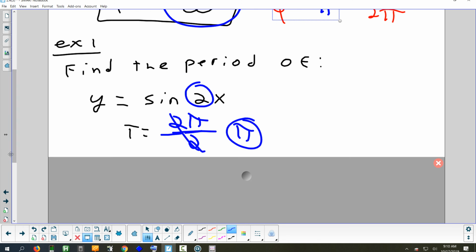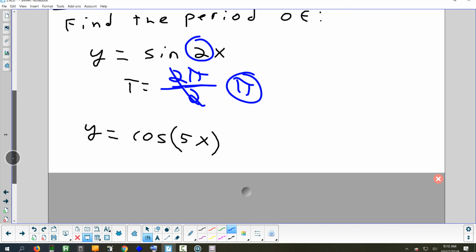Right? So I got a smaller number. The original period was 2 pi. This period is 1 pi. That means this graph is going to do its full cycle in a smaller amount of space than the original. This one needs 3.14 units. The original needed 6.28. So it's smaller, it's compressed.